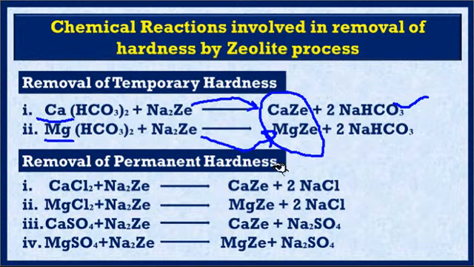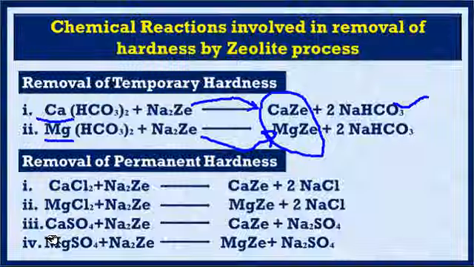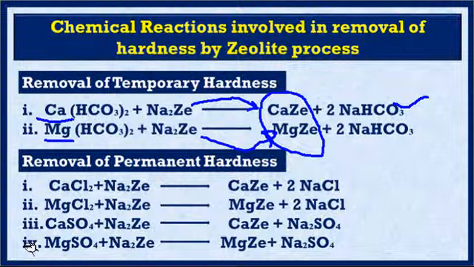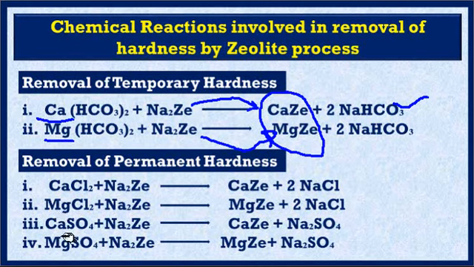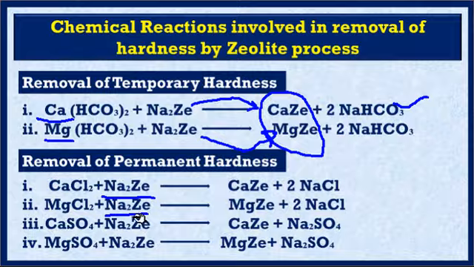Now removal of the permanent hardness. We know the permanent hardness is due to the various other salts of calcium and magnesium like calcium chloride, magnesium chloride, calcium and magnesium sulfates and nitrates, etc. So when water containing these salts passes through the sodium zeolite, all the calcium and magnesium ions get exchanged with the sodium ions present in the sodium zeolite.